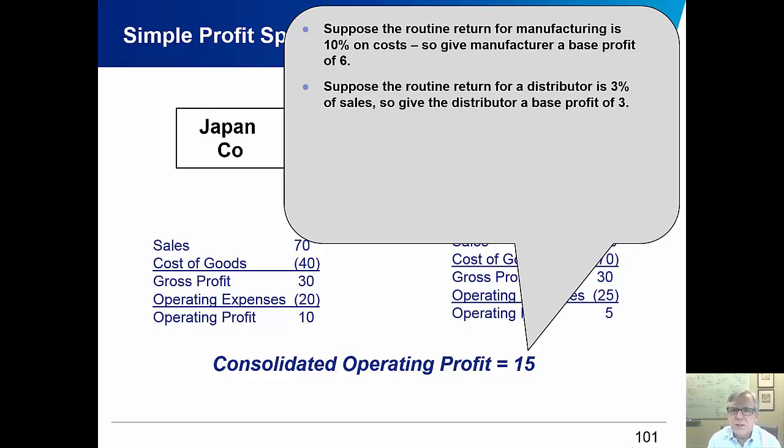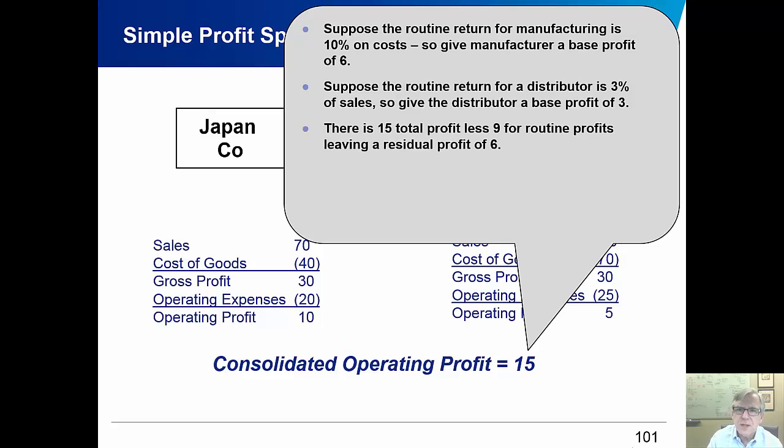Similarly, we're going to give a routine return to the distributor, which is UK Co. In this case, UK Co. had sales of 100, so giving them a 3% margin, which again we would establish from a set of firms that met the comparability of doing a comparable profits method or a transactional net margin method. So we give the distributor a base return of 3. Now, in total, there's 15 of profit, and we've allocated a base rate of return of 6 for manufacturing and 3 for distribution. So together that's 9. That leaves a residual profit of 6 that we need to split between the two parties here.